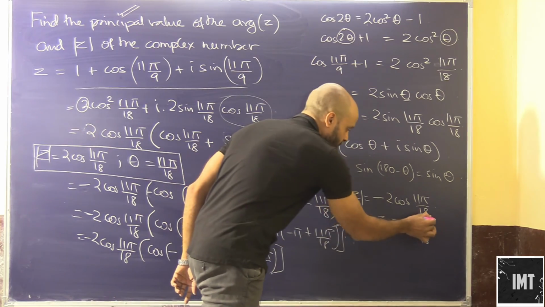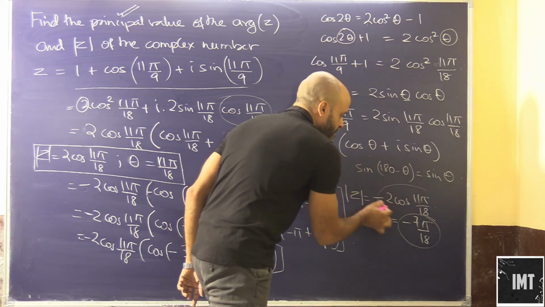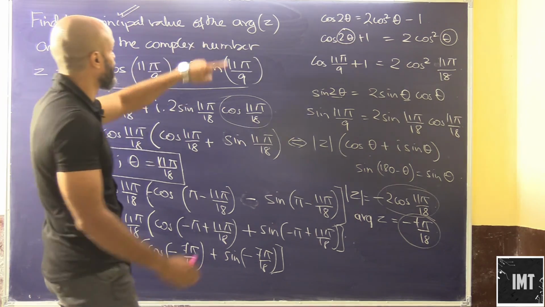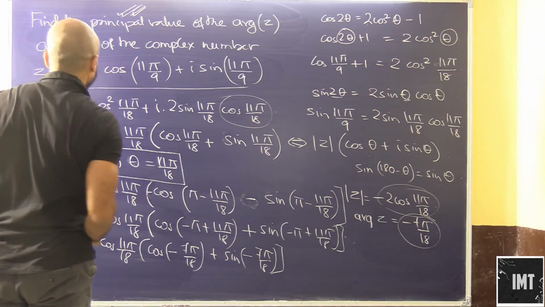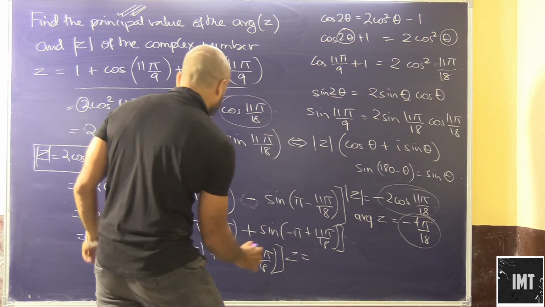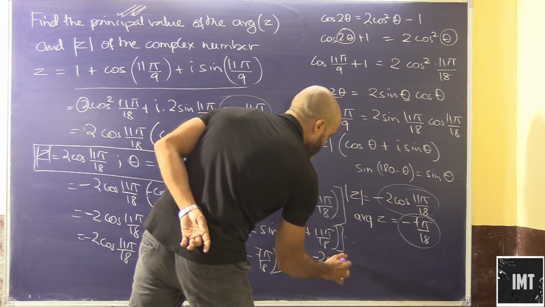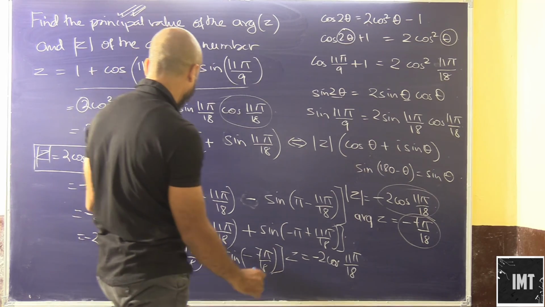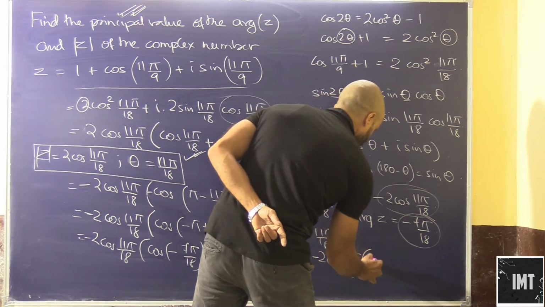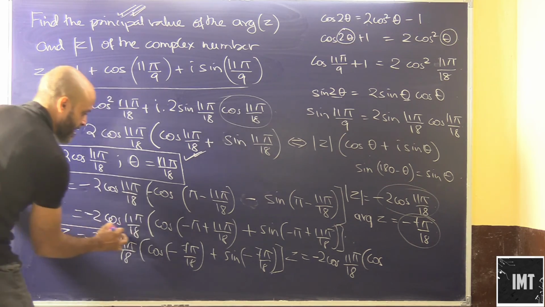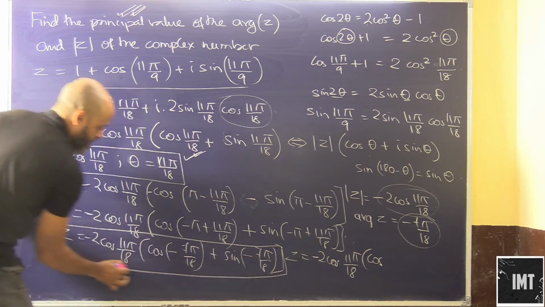and so this is the principal value. This basically will be the principal value of the argument. So both the answers are in fact correct. If I represent z as minus 2 cos 11 pi by 18, and this as cos, we have it here only. So z can be represented as this as well.